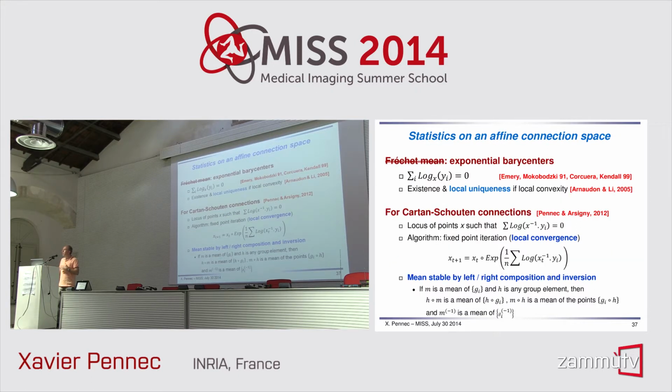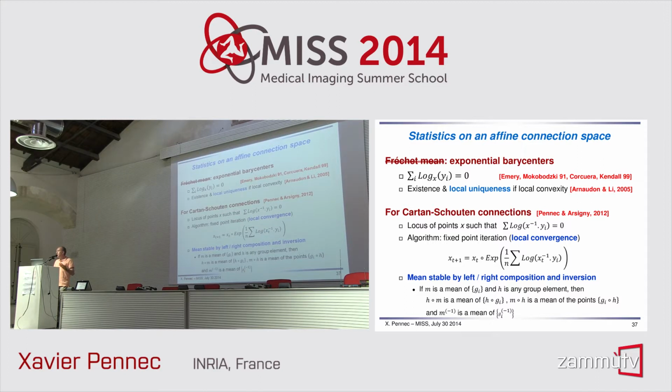So from a statistical point of view, what can we do? Well, we can't do the Fréchet mean anymore. The Fréchet mean was minimizing the expected square distance. We don't have a distance. But one of the characterizations of the Fréchet mean was the exponential barycenter. When we develop at the mean point, the sum is 0, right? We can take that as an implicit definition. That is called an exponential barycenter. And that is still working, at least locally, in Lie groups.